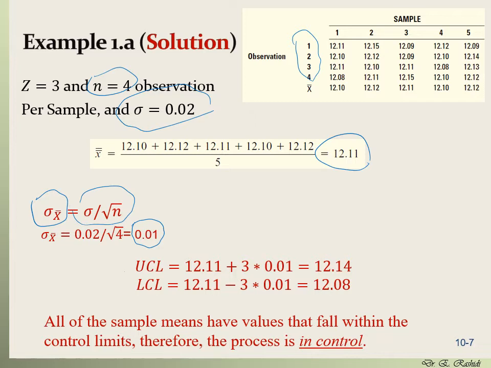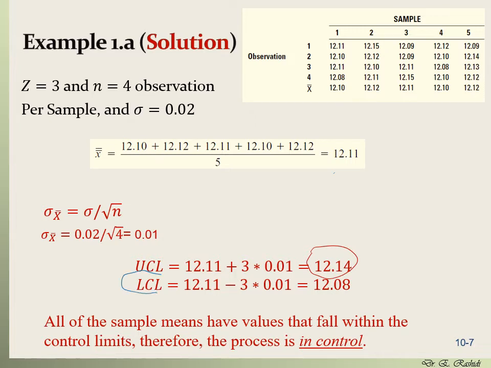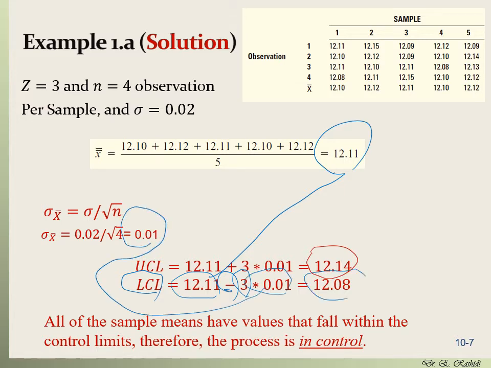So now we compute the upper control limit and the lower control limit. The upper control limit is the grand average, that's 12.11, plus z, which is 3 here, multiplied by sigma of x bar that we found, and that's going to give us 12.14. So the upper control limit is 12.14. The lower control limit is the grand average minus 3, which is z, multiplied by sigma of x bar, which we computed here, and that's going to give us 12.08. So now we have the upper control limit and lower control limit.